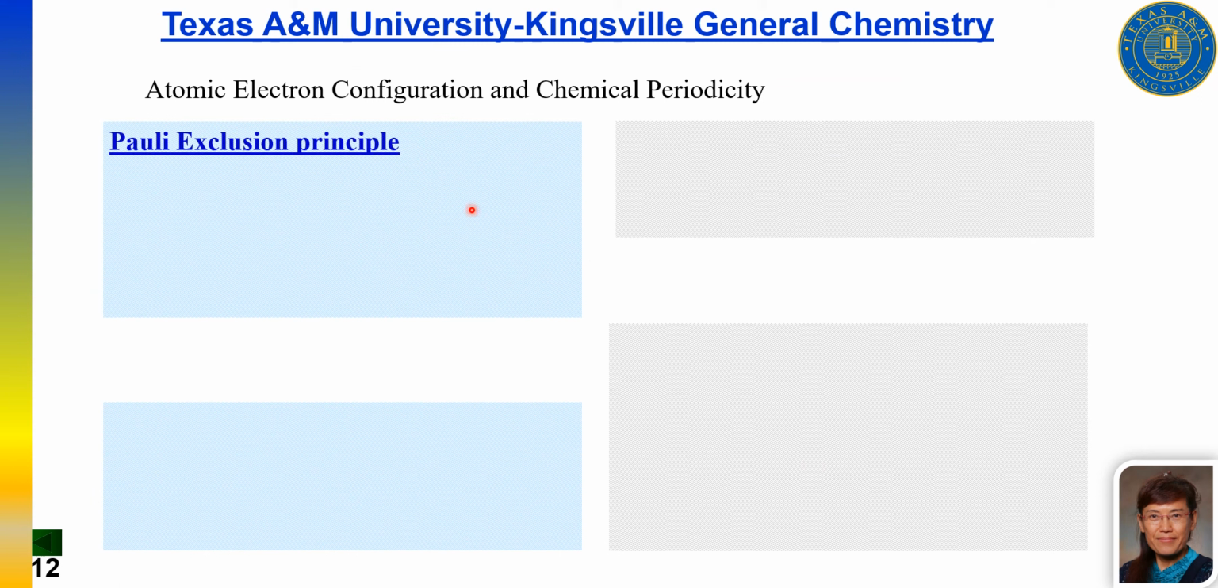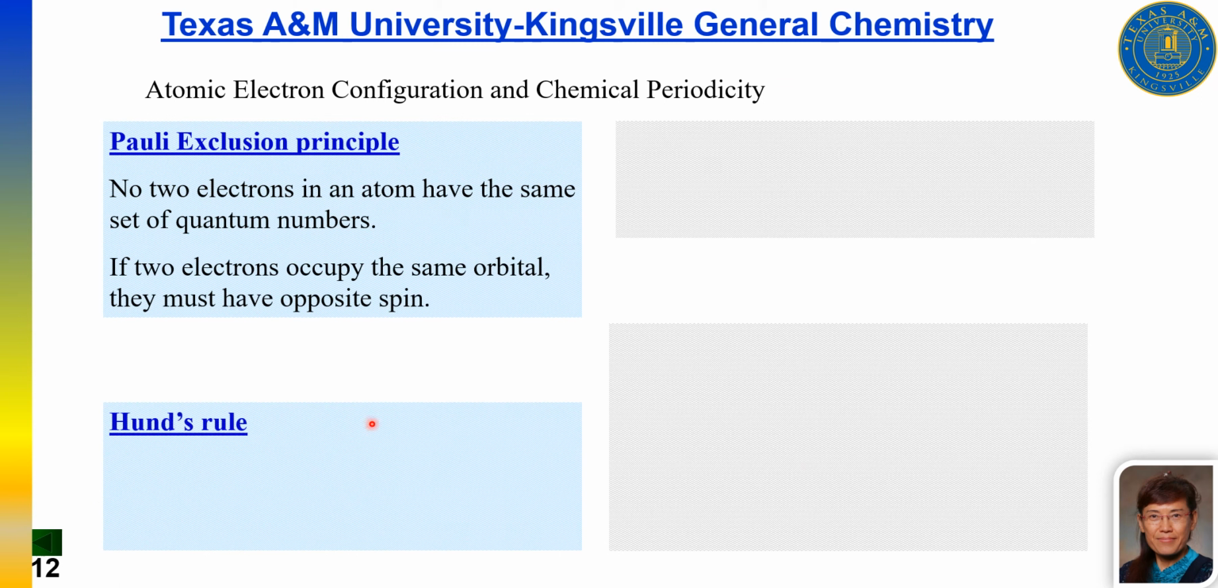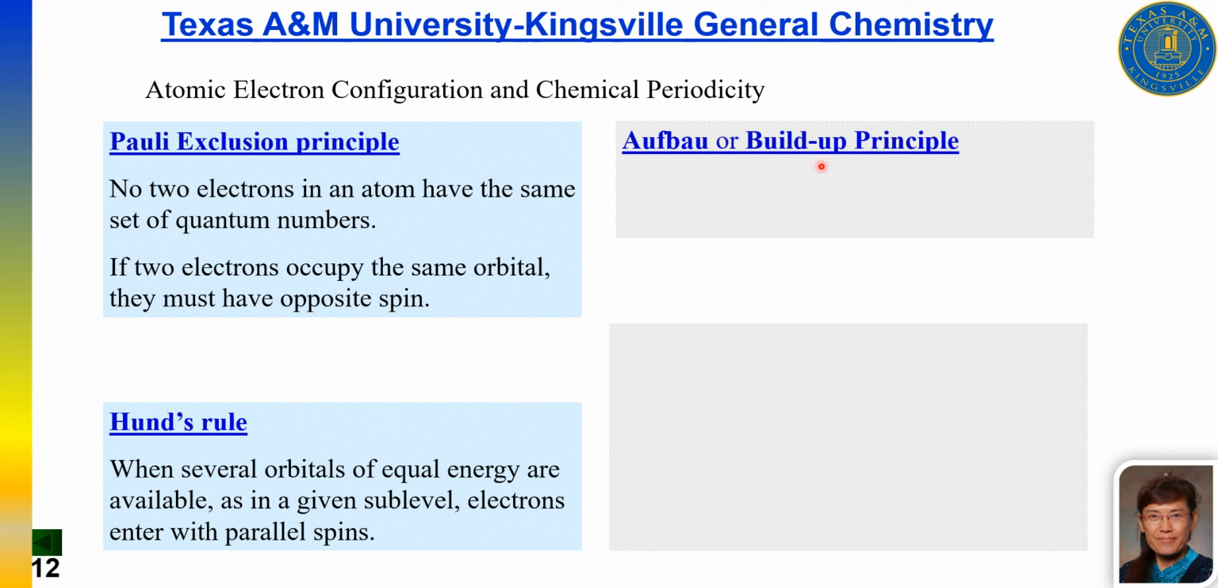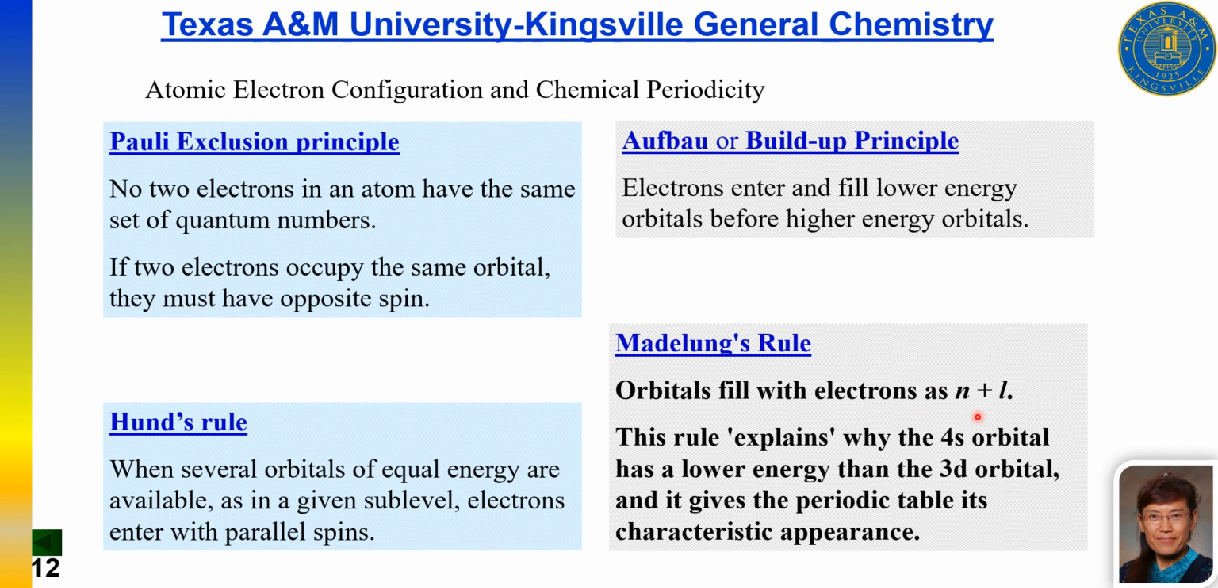And also I re-summarized this Pauli exclusion rule and also Hund's rule, Aufbau or build-up principle, and the Madelung's rule, also called the N plus L rule.